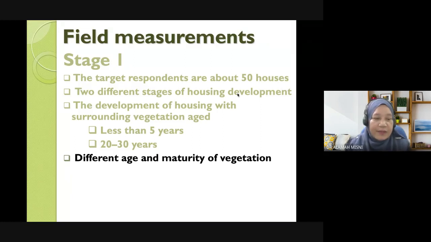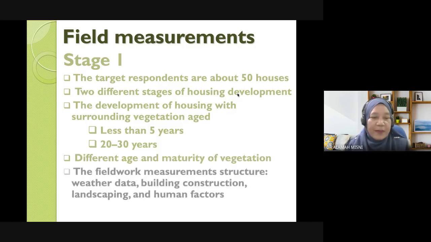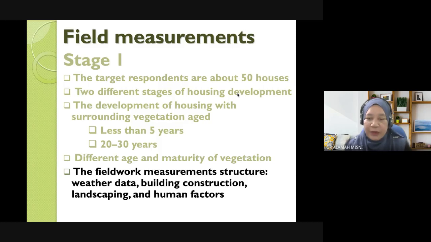So the reason for choosing the different age of housing estate is because of the different age of the maturity of vegetation around the house, and this influences the energy use and thermal comfort and performance of the home residents. Okay. And the fieldwork measurement structure is divided into four sections. There are weather data, building construction, landscaping, and human factors.